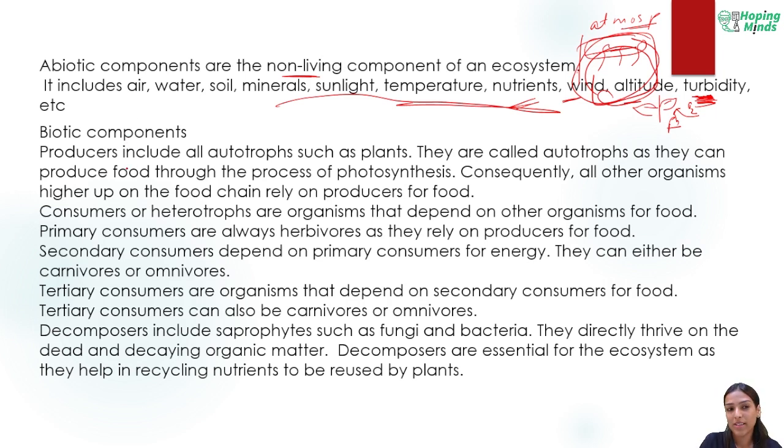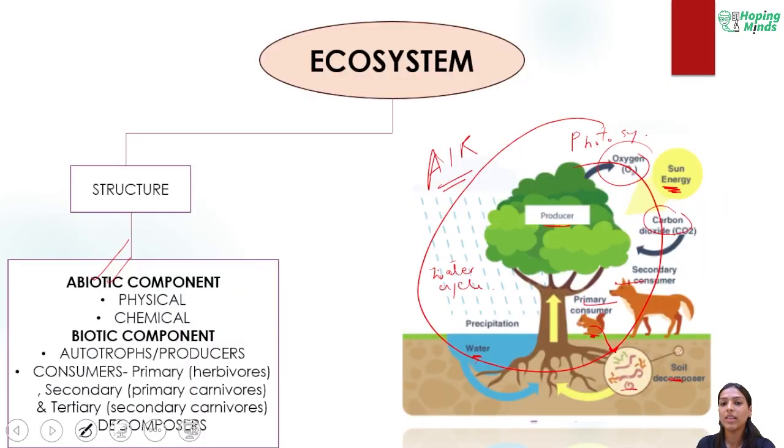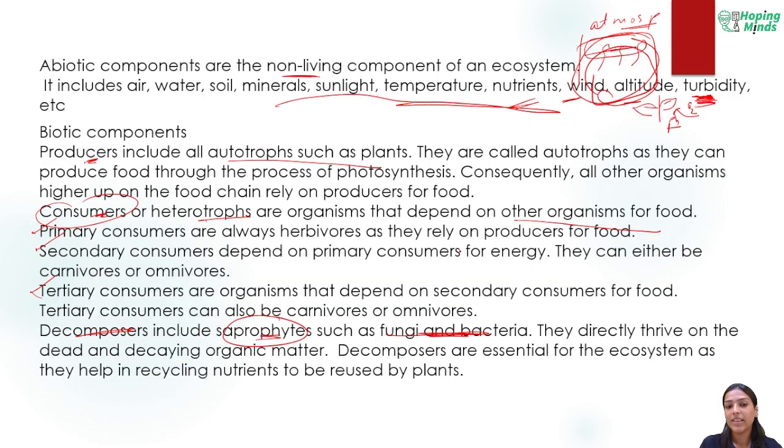Coming next to biotic components. Producers, the plants. Consumers, the heterotrophs that depend on other organisms for food. Now these consumers could be primary, secondary, tertiary, and then decomposers, the fungi and the bacteria. We also call them the saprophytes. They directly thrive on the dead and decaying organic matter. Like I said, when this little squirrel dies, it will be decayed in the soil, which will be done by the fungi and bacteria. They thrive on these.